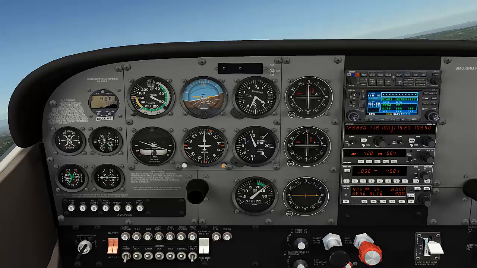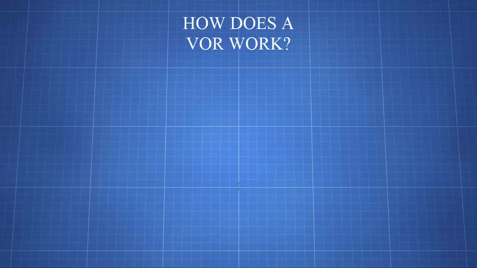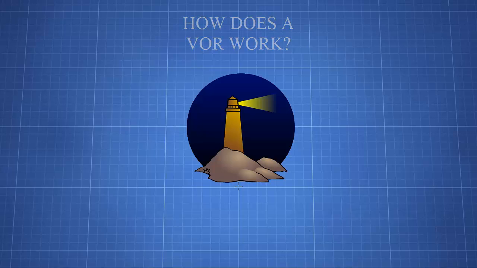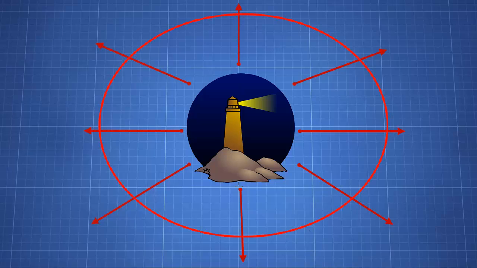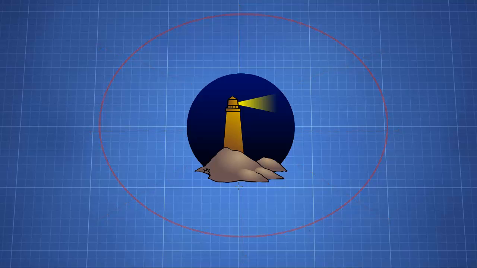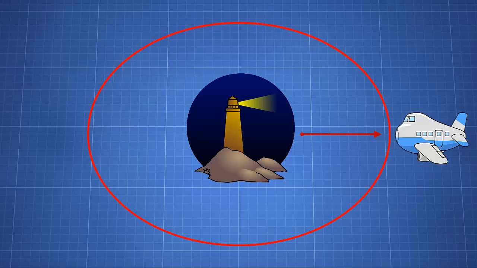So how does a VOR work? Well, imagine a lighthouse. A lighthouse has a rotating beacon, but whenever it passes through north, it flashes in all directions. If you were to time the time between when you see the flash and when you see the beacon, you could calculate your position. This is essentially the same thing a VOR does, but it does it with radio waves.